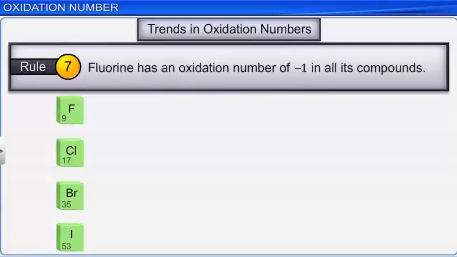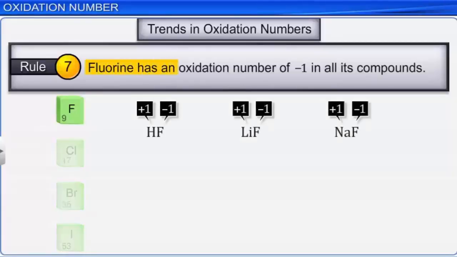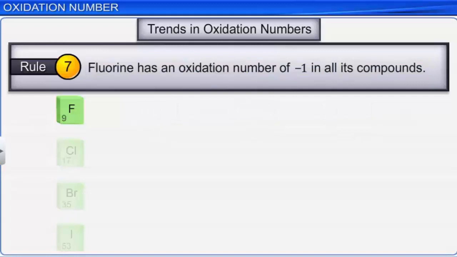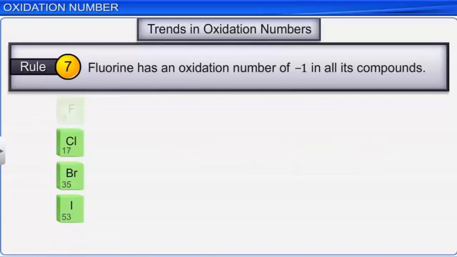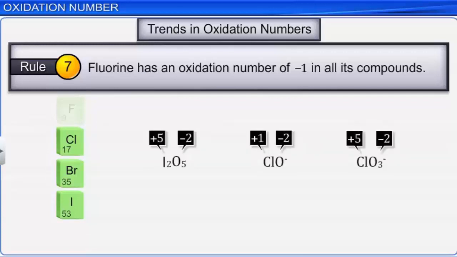According to the seventh rule, fluorine has an oxidation number of -1 in all its compounds. Other halogens such as chlorine, bromine, and iodine also have oxidation number of -1 when they occur as halide ions in their compounds. But when they combine with oxygen to form oxo acids and oxoanions, they have positive oxidation numbers.